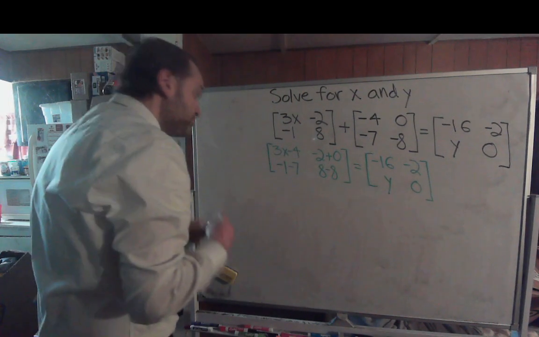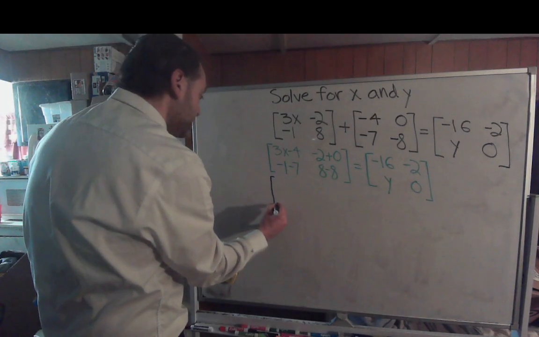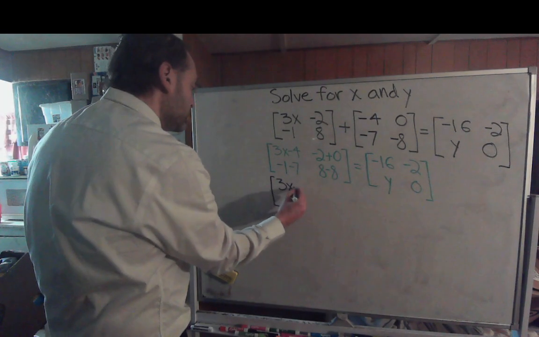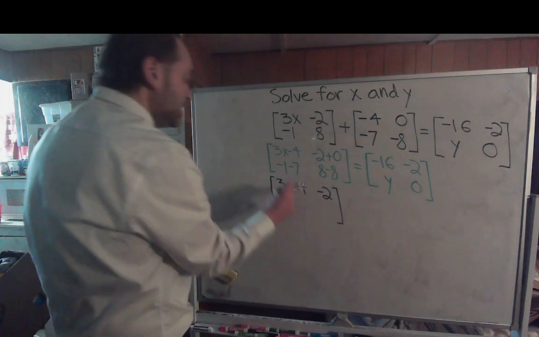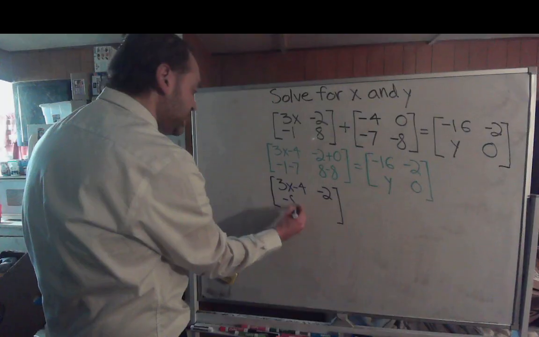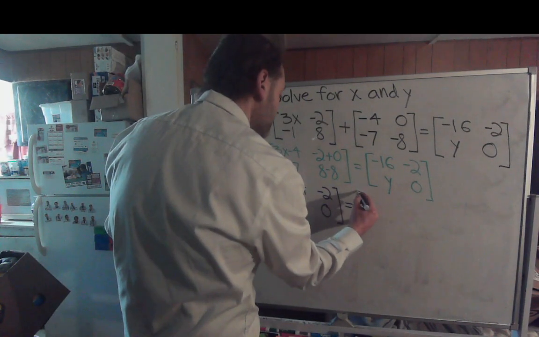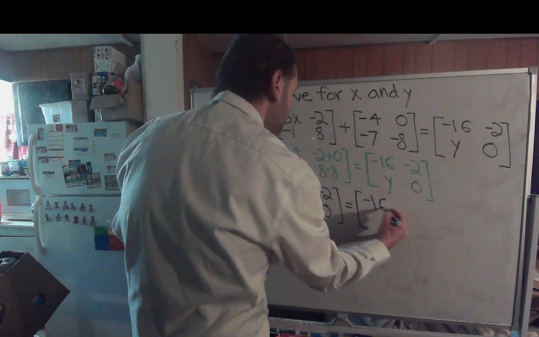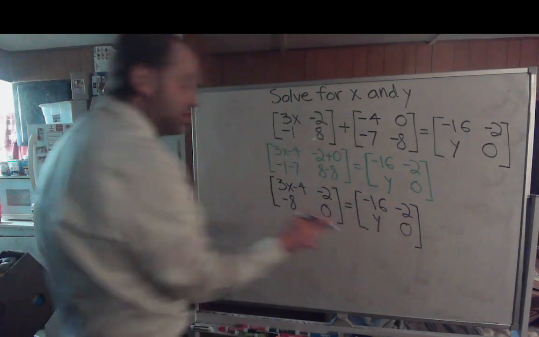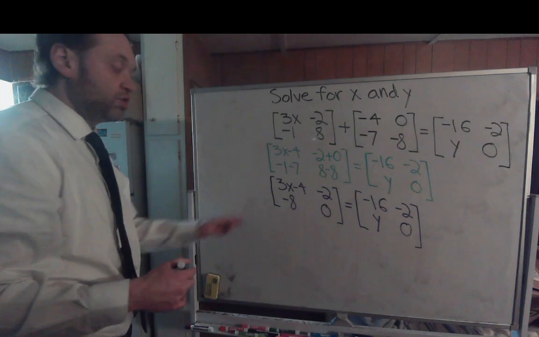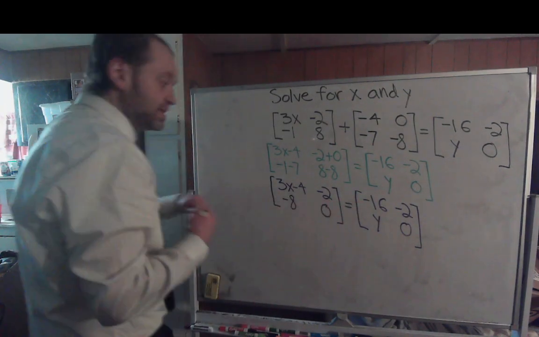Now, if we simplify the matrix on the left side, you get the matrix of 3x minus 4. Then you have negative 2 plus 0 is just negative 2. Negative 1 minus 7 is negative 8. Then 8 minus 8 is 0. All that should equal the matrix on the right-hand side. Again, that's the idea of solving for x and y in this case. What values will produce equal matrices? You see the 3x minus 4 corresponds to negative 16.